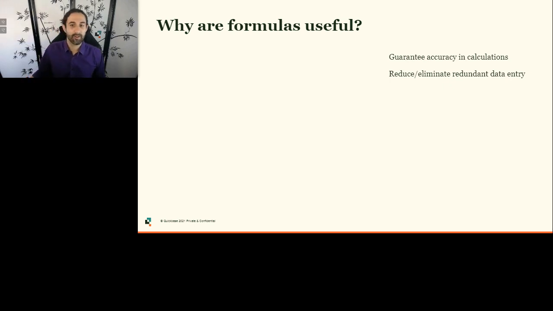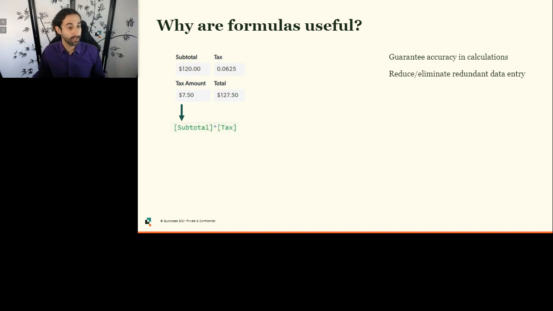For guaranteeing accuracy in calculations, let's go back to those numeric examples I gave earlier. With something like tax amount, we're telling it behind the scenes, here's your logic, tax amount formula field. You're just simply going to be taking this subtotal times the tax. And then the total field, well, here's your logic. You're going to take the subtotal and you're going to add the tax amount. So these formula fields can also reference each other.